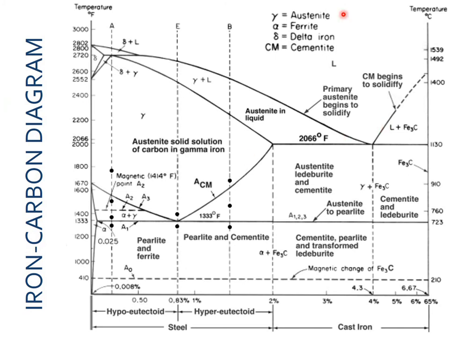Okay, so let's just go through the whole diagram once and for all. You can see that up to 2% carbon we have steel, in which below 0.83, or you can say below 0.76 in some books, it's hypoeutectoid, and above 0.83 it is hypereutectoid, and after 2% it is cast iron.